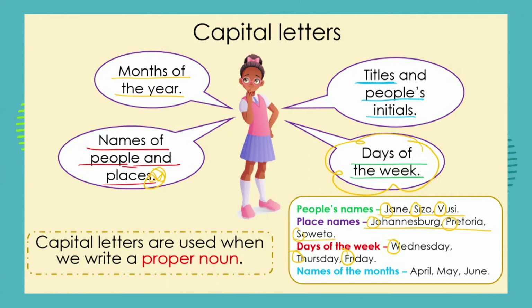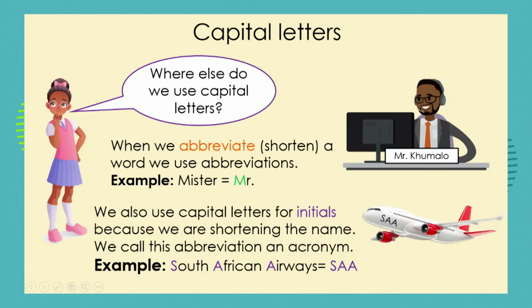And names of your months, such as April, May, and June. Remember, grade 5s, don't get confused. We are not saying that only these months, only these days of the week, or only these places. We're referring to everything. So any place, from South Africa to the United States of America to Russia to Maysdale and so on, if there is a name of a place, it gets a capital letter.